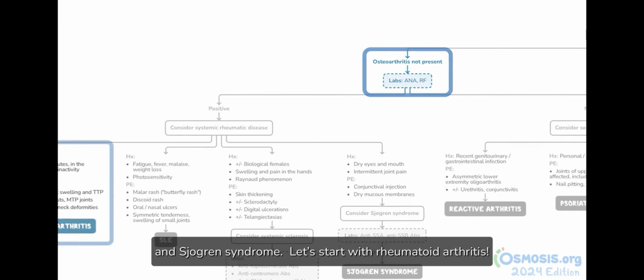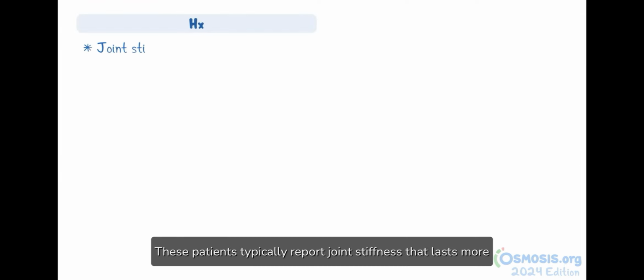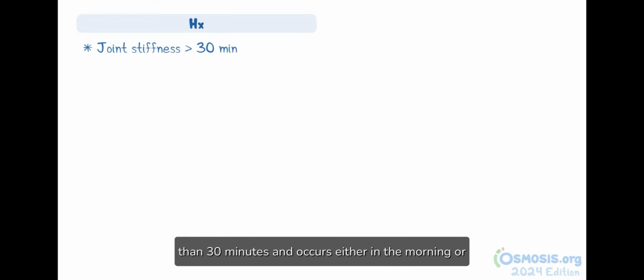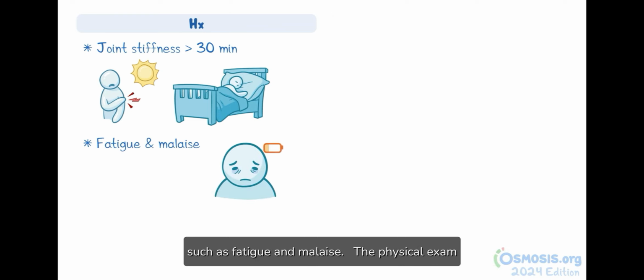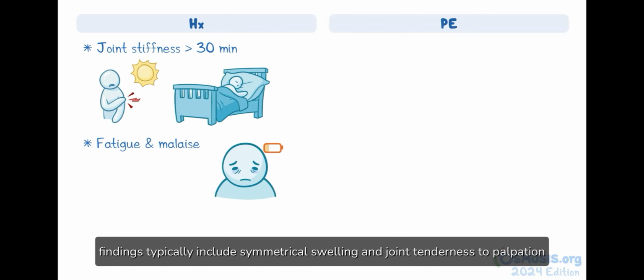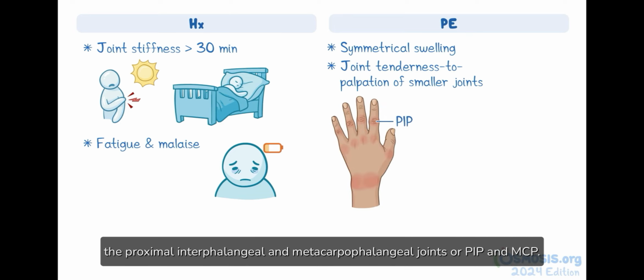Let's start with rheumatoid arthritis. These patients typically report joint stiffness that lasts more than 30 minutes and occurs either in the morning or with prolonged inactivity. They might also report nonspecific symptoms such as fatigue and malaise. The physical exam findings typically include symmetrical swelling and joint tenderness to palpation of the smaller joints. The most commonly affected joints are the proximal interphalangeal and metacarpal phalangeal joints, or PIP and MCP.